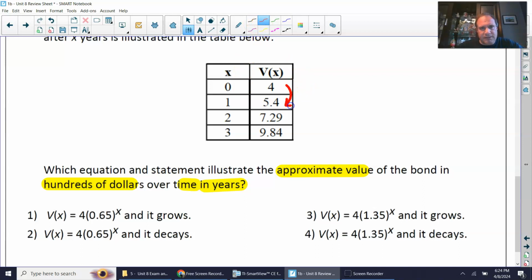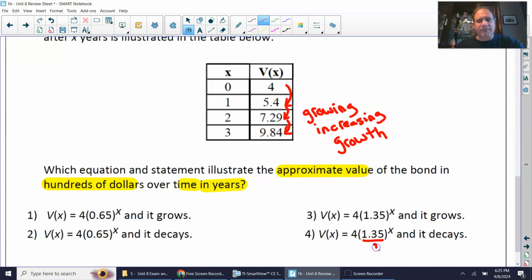So first off, I'm just going to look. Okay, if this is in hundreds of dollars, first off, it's growing. All right, it's increasing. So I know that it is not a decay. It's a growth. So anything with a decay, and first off, this is 1.3235. That is not a decay. So that's out right there. This is a decay, but that's out because this is growing. So you can't say something is a decay and have it growing.